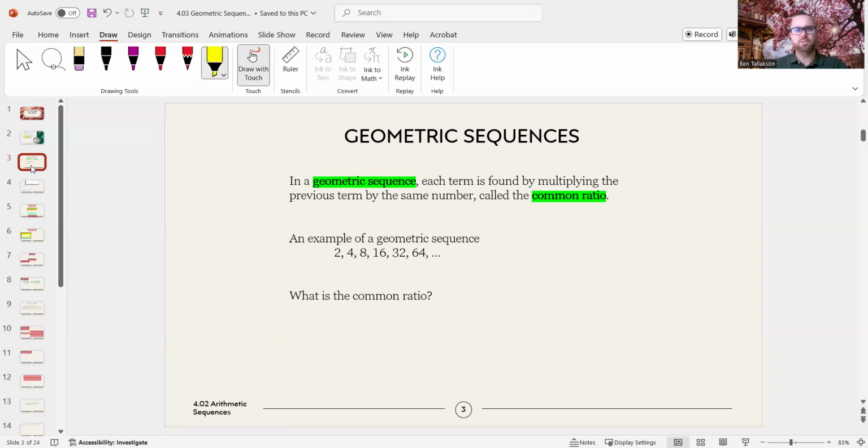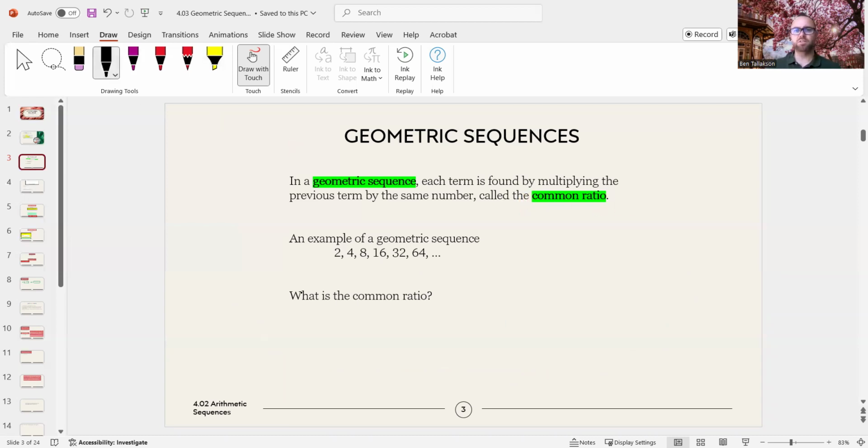Now, what makes a sequence geometric? Because remember, a sequence is a list of numbers, right? Separated by commas. Arithmetic sequences, if you remember from last time, means you're adding or subtracting by the same number every time to get the next number. While in a geometric sequence, each term is found by multiplying the previous term by the same number. So we do not have D, we have R, which represents the common ratio.